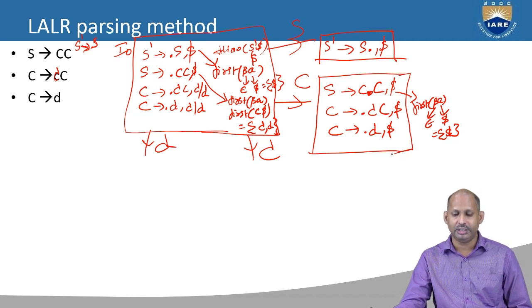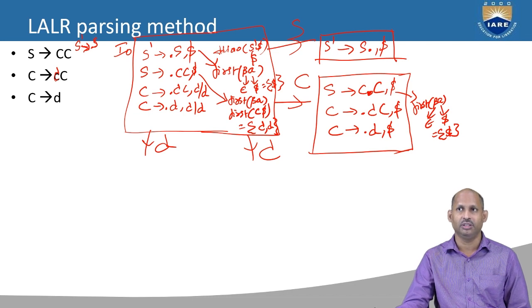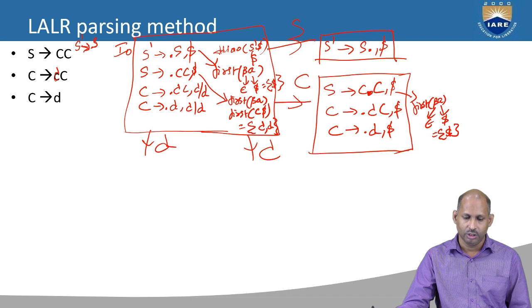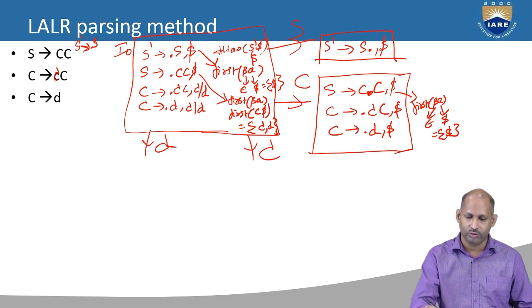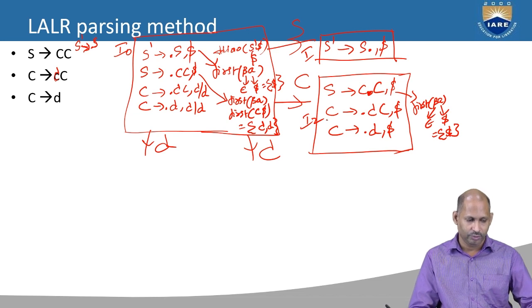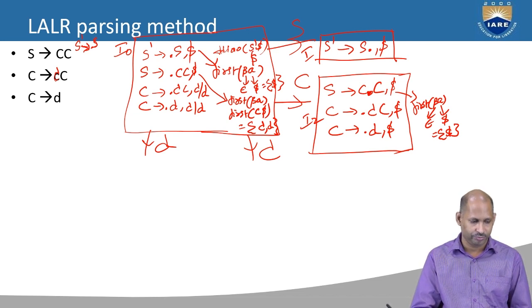So, on capital C, S gives C dot C, comma, dollar sign. C gives dot D, dollar sign. Dot followed by terminal symbols, so the group is completed, right? So this is I0, now this is I1, this is I2. Now I3.